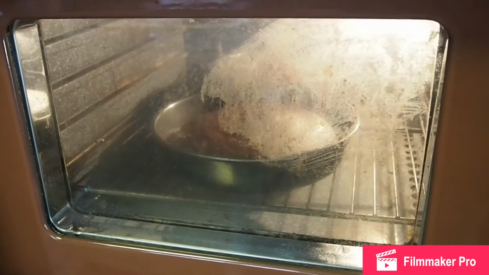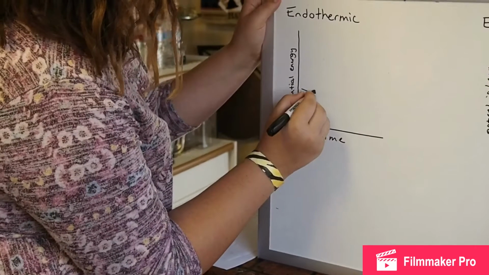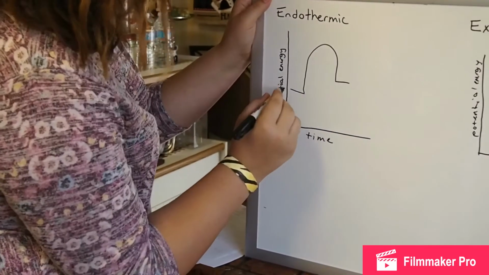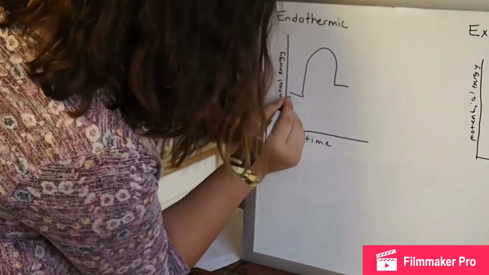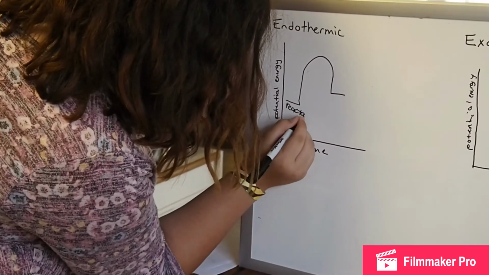As they cook, our cakes are heating up, right? This is an example of an endothermic reaction. It can be represented by this graph. The cakes gain energy as they bake, causing the reaction to occur. The batter starts out at room temperature and then is heated by the oven.